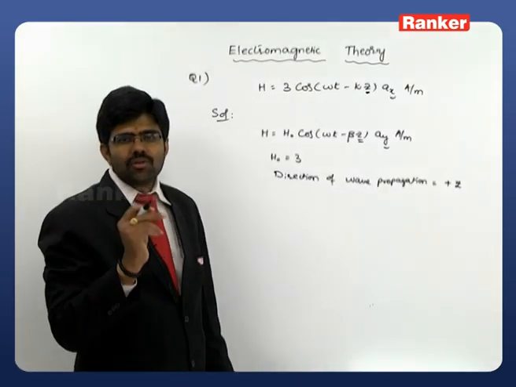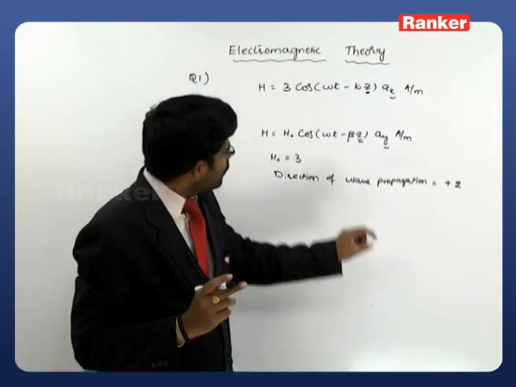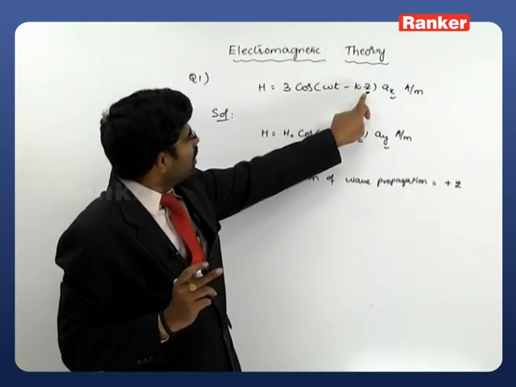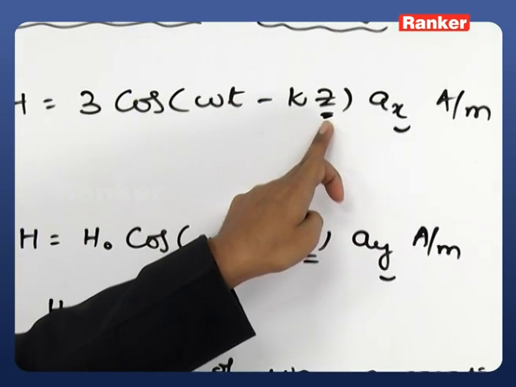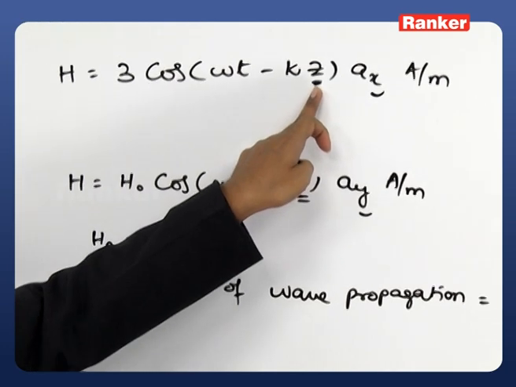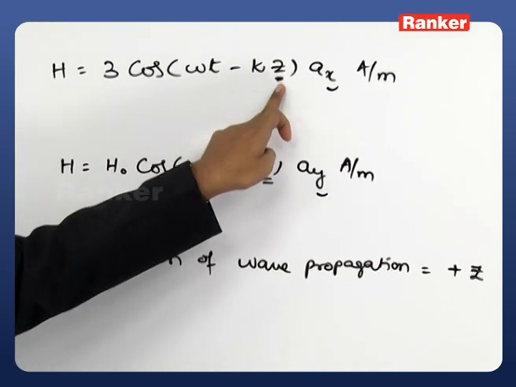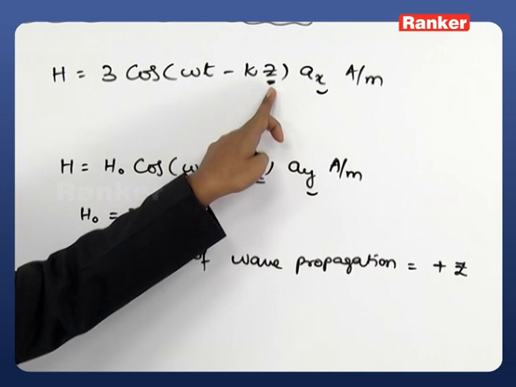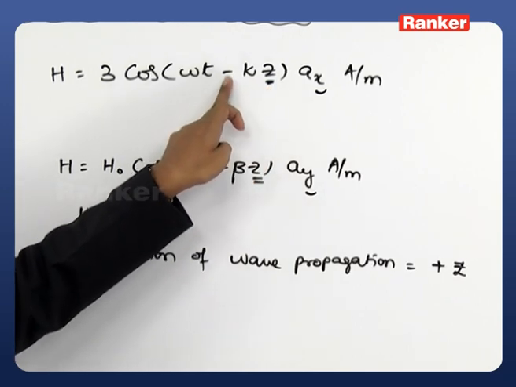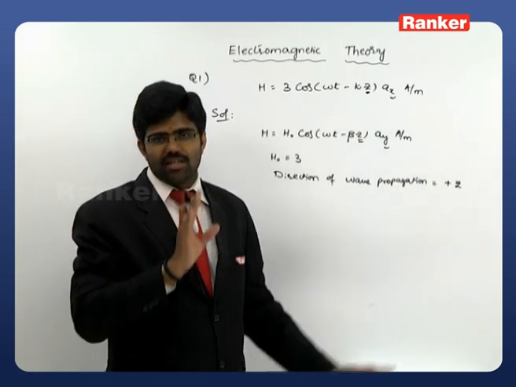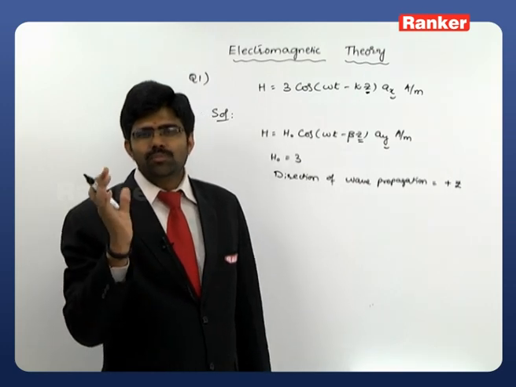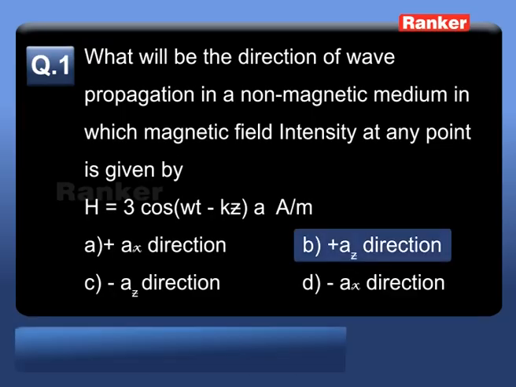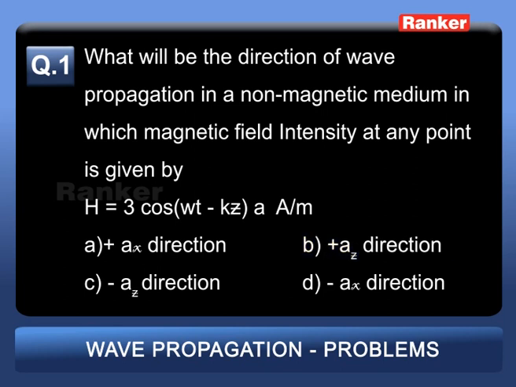Here I will give you a quick tip. Whenever you find a minus sign there, clearly remember that it means positive z direction. If you find a plus, then that will be the negative z direction. Clearly remember that simple step. So here the answer is positive z direction, the wave is propagating in the positive z direction. This is the answer.